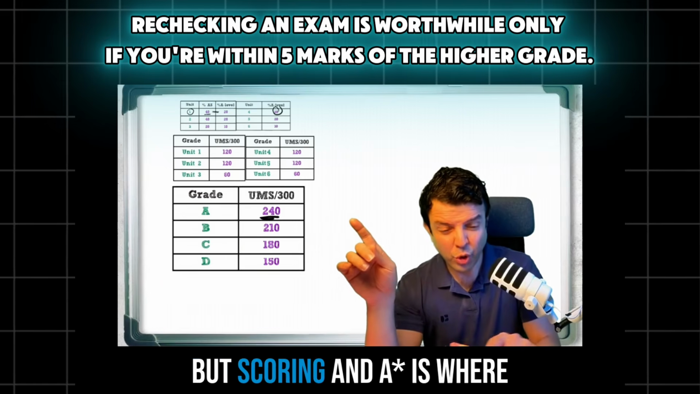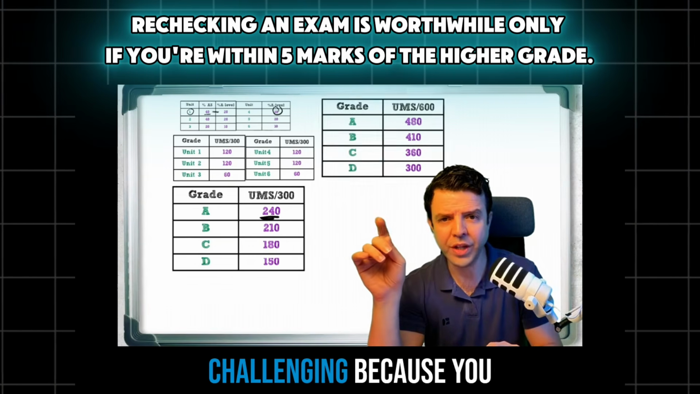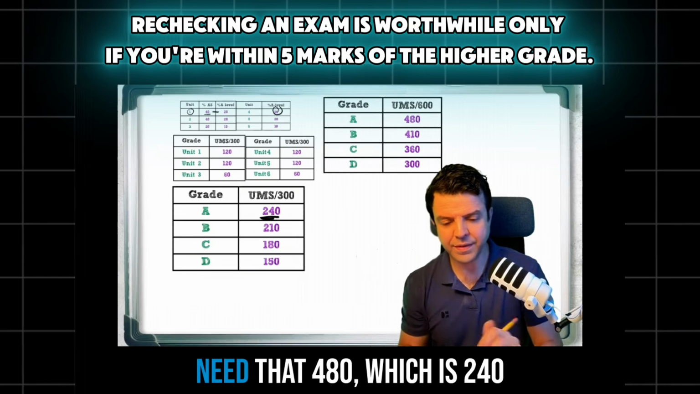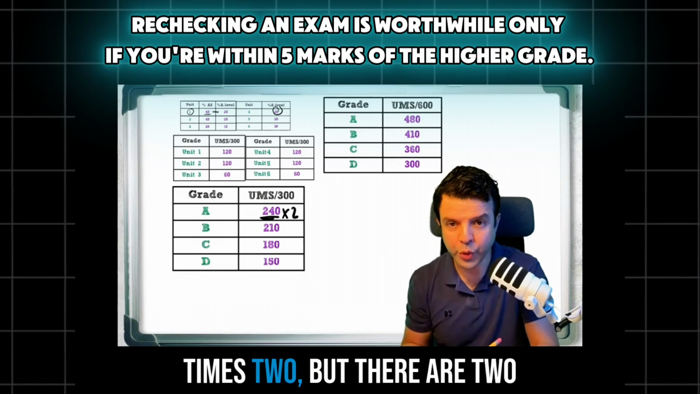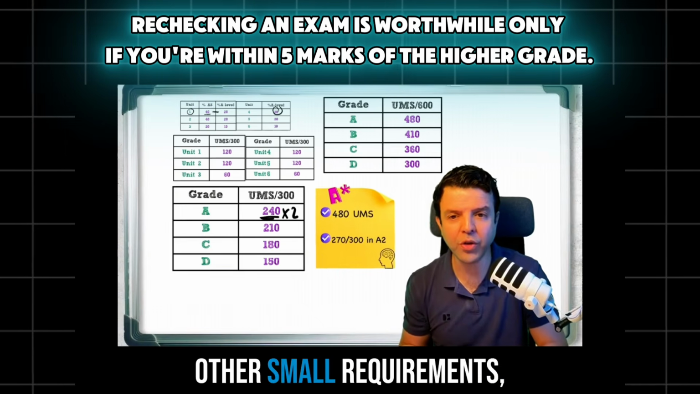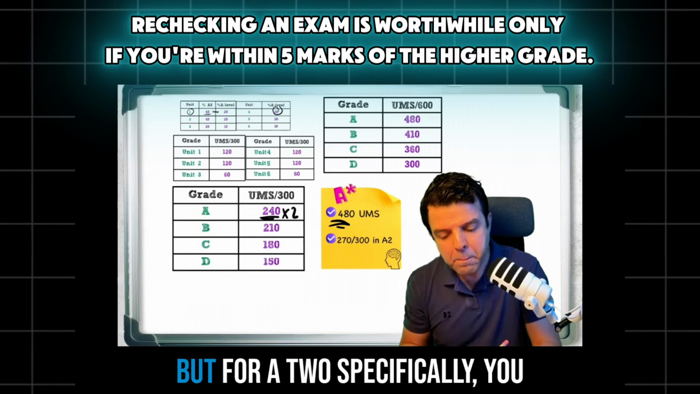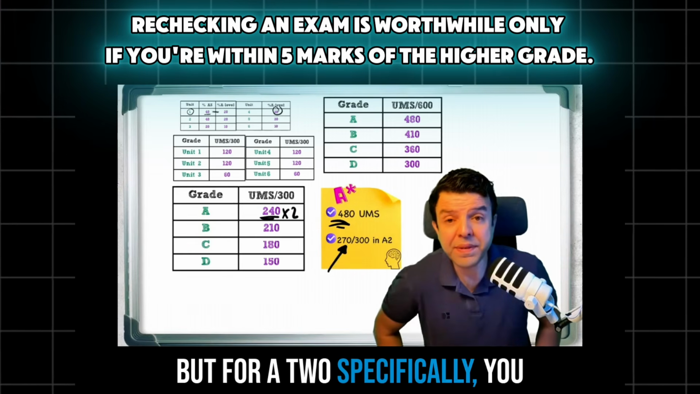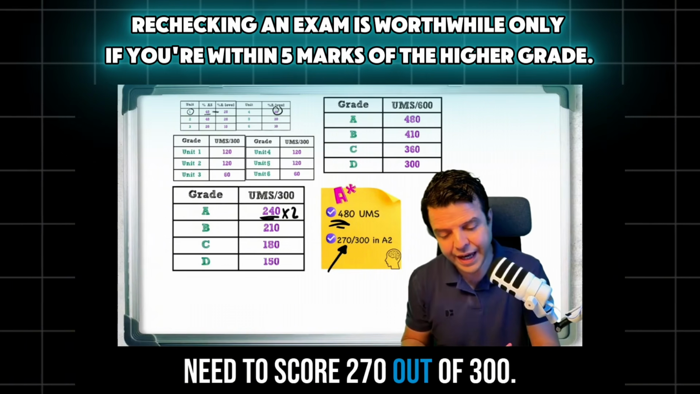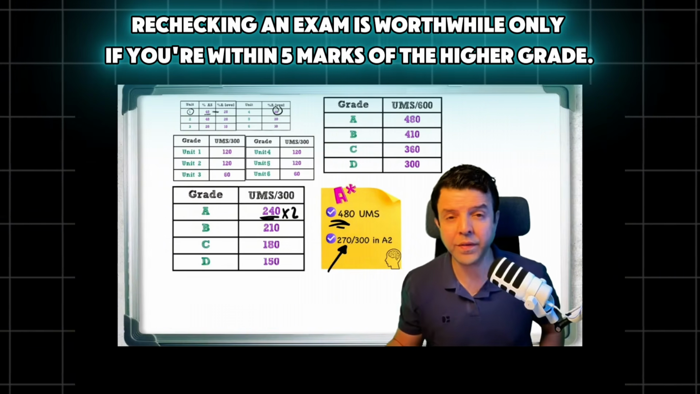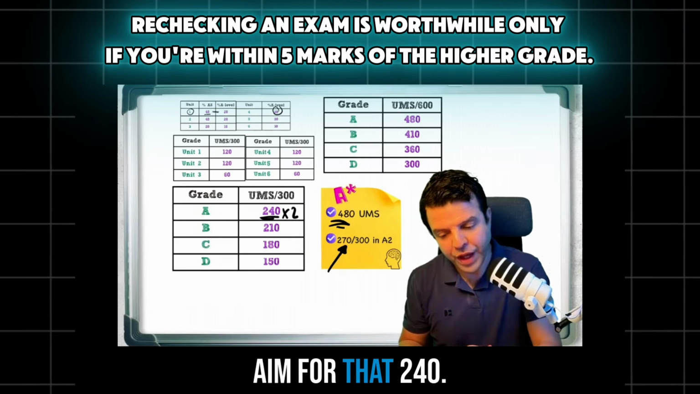But scoring an A star is where things become more challenging because you need that 480, which is 240 times 2, but there are 2 other small requirements. So you need that 480 I was telling you about, but for A2 specifically, you need to score 270 out of 300, okay? So again, if you're still in your AS, then aim for that 240.